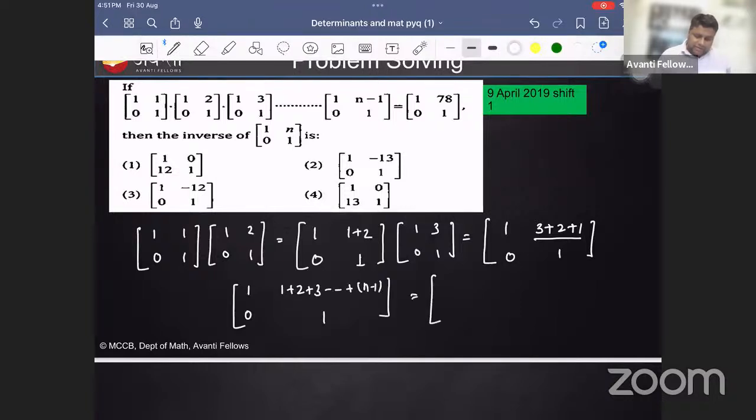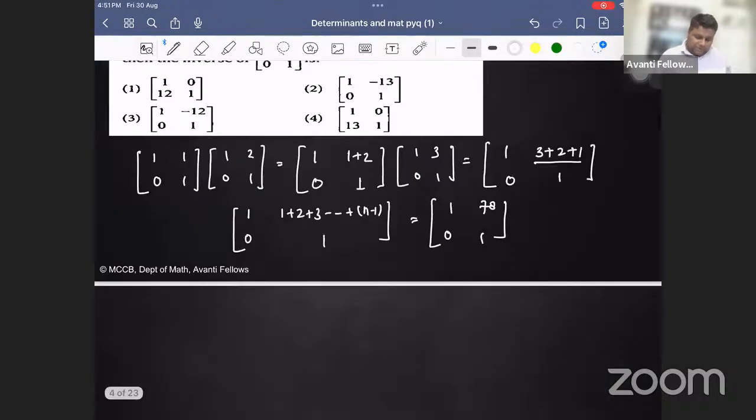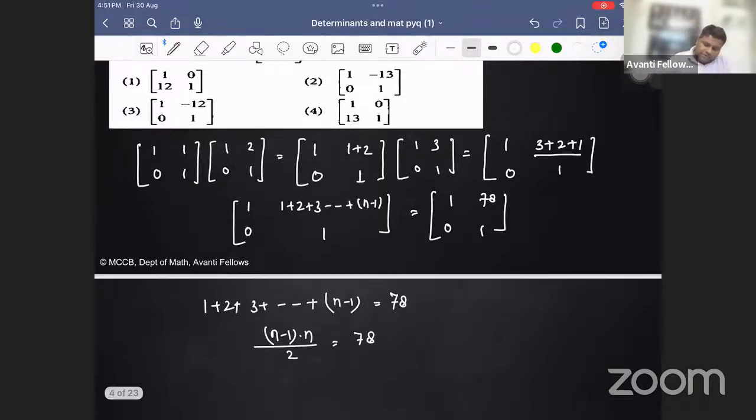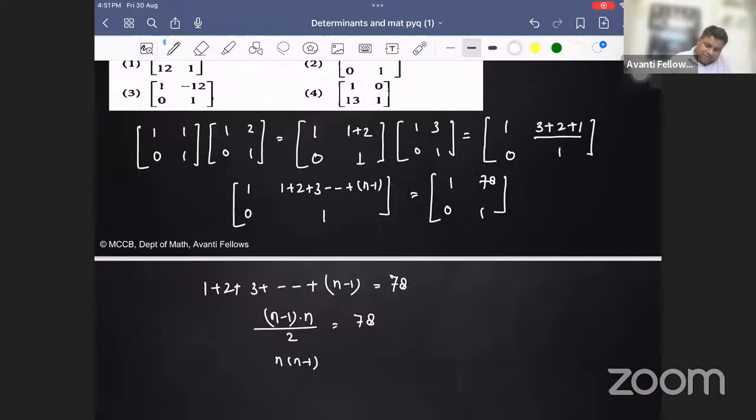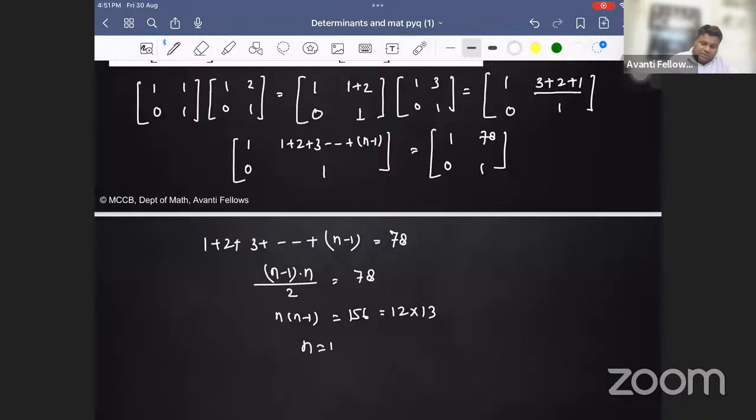Now they are saying this is equal to 10178. That means 1 plus 2 plus 3 up to n minus 1 is 78. So this will be n minus 1 into n by 2 is 78. So if you make it, n into n minus 1 is 156, which is 12 into 13, I guess. So it's very much clear that this n has to be 13.